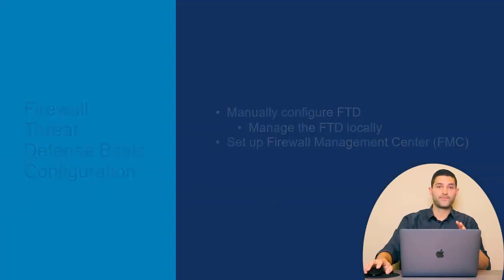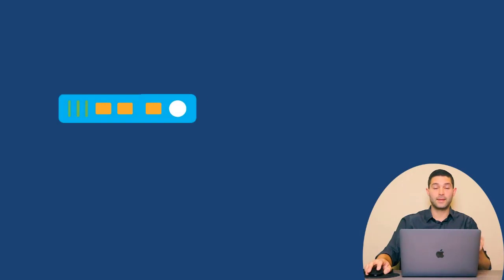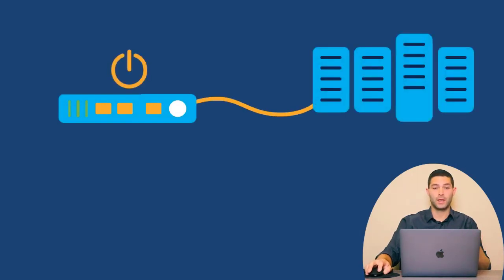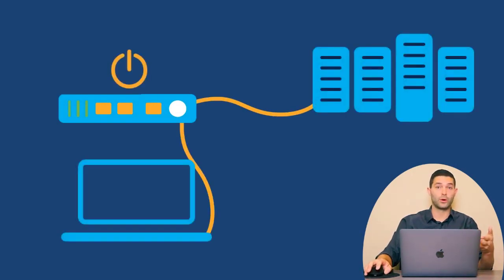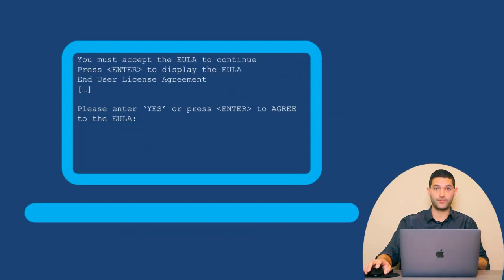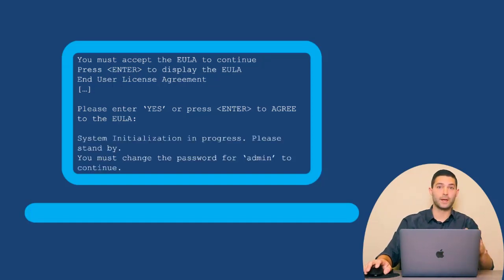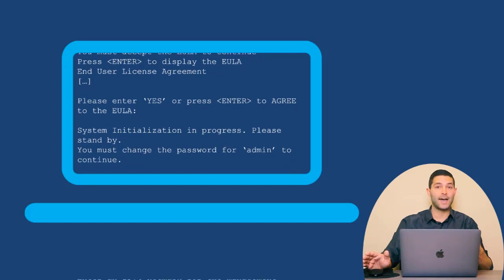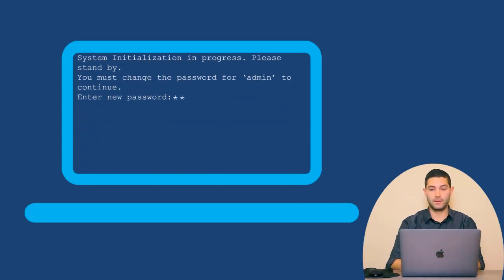So let's get started. To start, make sure your device is cabled properly and powered on. Just connect to the console port or through SSH. When the FTD boots, you are going to see the following wizard menu. The first task is to accept the end user license agreement. Just press enter to agree. After you've accepted the EULA, you'll be prompted to change the admin password. So let me set something new.